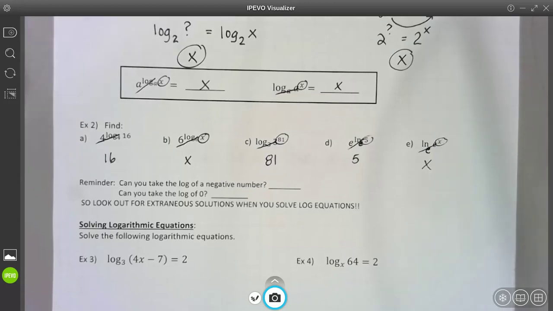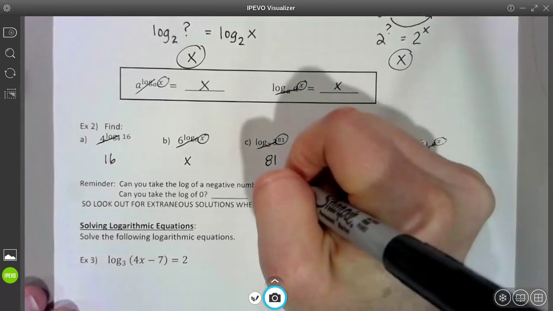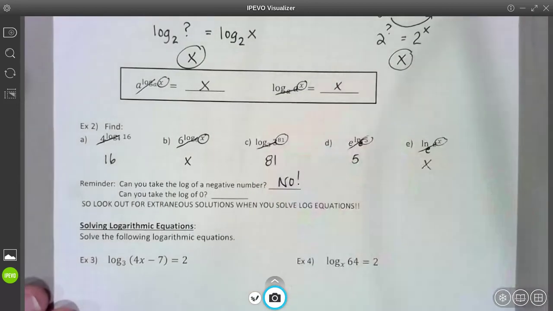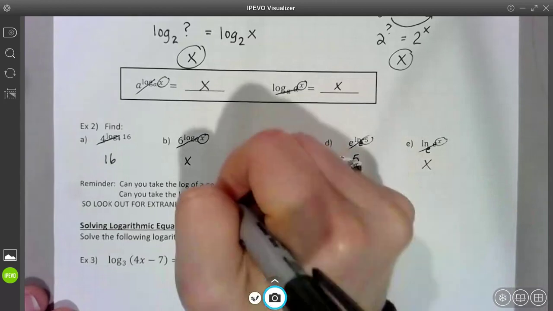So just remember that, because you may get an extraneous solution when you're solving a log equation. You might be getting a number because you did all the math correctly, but it just doesn't make sense to be an answer to that problem, because maybe that answer means you'll be taking the log of a negative number or 0. So you always want to check your answers when you solve a log equation for extraneous ones, because we are not allowed to take the log of a negative number, and we are not allowed to take the log of 0.